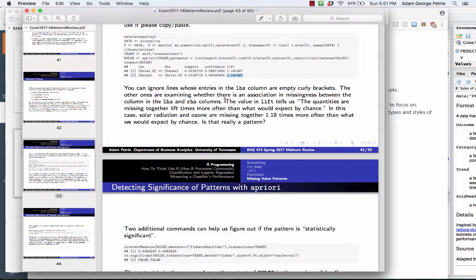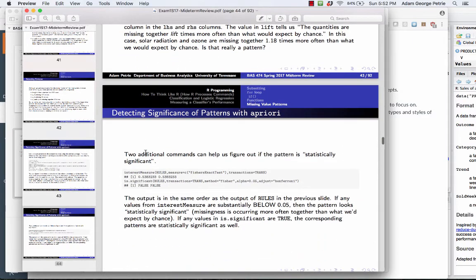So if you remember, when we interpret the value of the lift, it's basically telling us how many times more often we see those values missing together than chance alone would dictate. It looks like ozone and solar radiation are missing together about 1.18 times more frequently than chance alone would expect. That's a little bit more often. Is that really indicative of a pattern? Is that rule statistically significant? That's when we looked at these two numbers here in the interest measures output. If this was less than 0.05, then we'd say that yes, that rule is statistically significant. We actually get trues and falses here that tell us that as well.